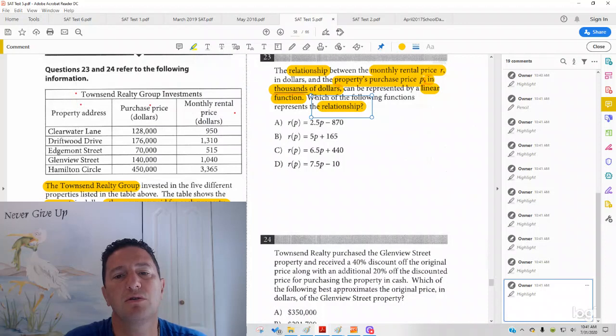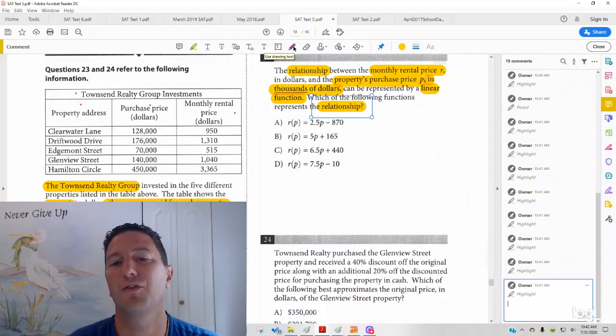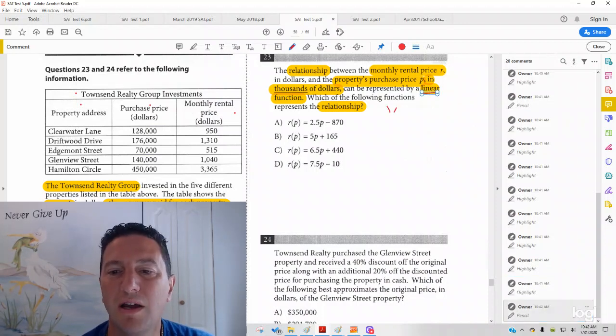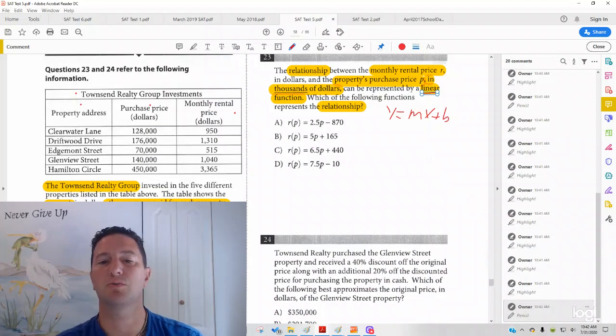So one thing, students sometimes see the word function and they freak out. Don't freak out. The function, all this is, pay attention to this, linear. It's the equation of a line. This is y equals mx plus b. You learn this in Algebra 1.